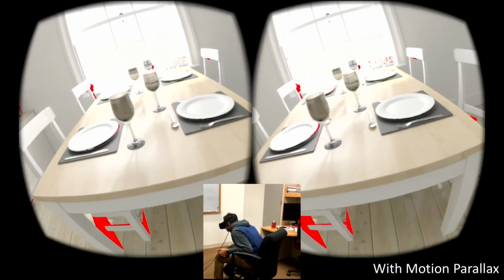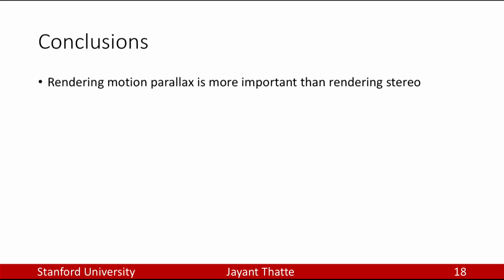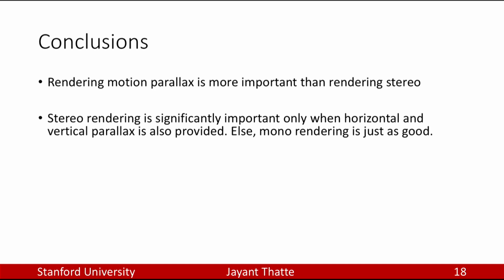So with that to conclude, I first started by talking about a subjective study, and we found through the study that motion parallax is probably more important than rendering stereo if you want to provide viewers with a good VR experience. Secondly, stereo rendering is really important if you're also rendering motion parallax. If your system doesn't support motion parallax, then we found that stereo and monoscopic renderings perform almost similarly to each other.